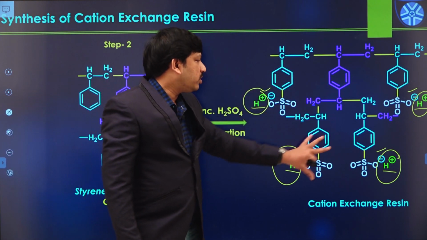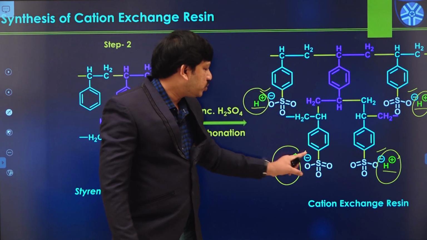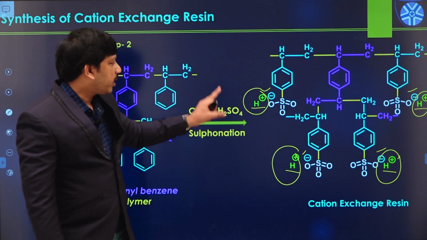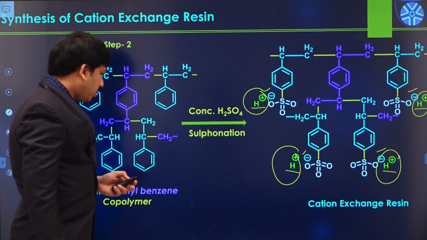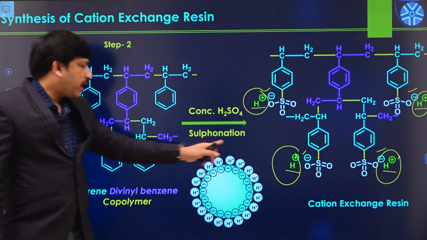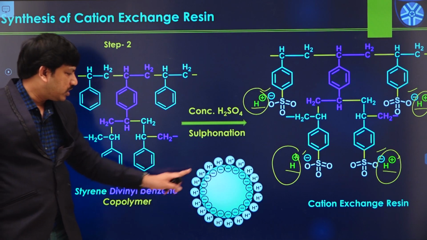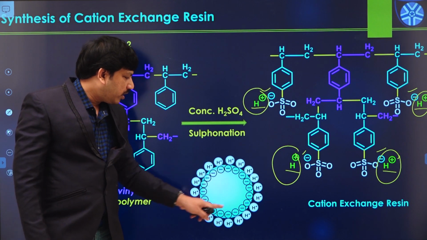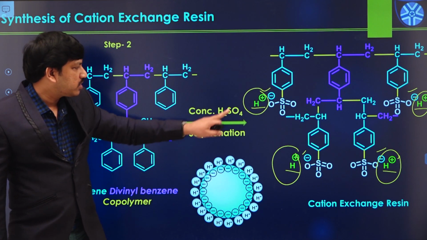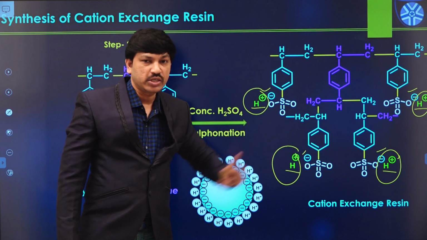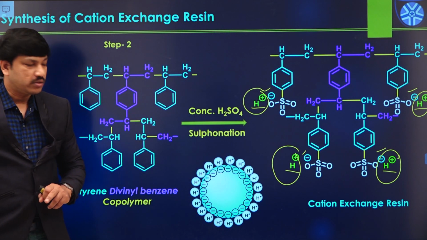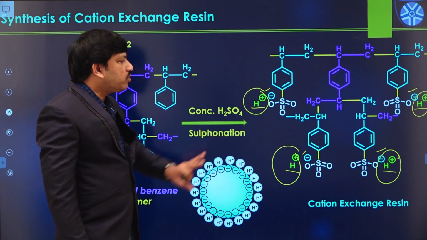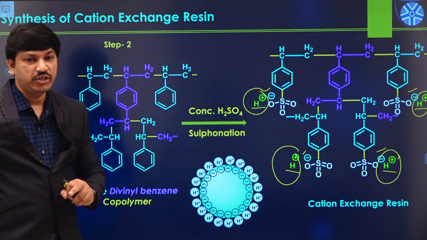The entire resin molecule contains negative charges, and correspondingly we have protons. That is the reason we always represent a cation exchange resin in this manner. The resin molecule contains negative charges like SO3 minus, SO3 minus, SO3 minus, and these are the corresponding replaceable cations. Like this we synthesize a cation exchange resin.